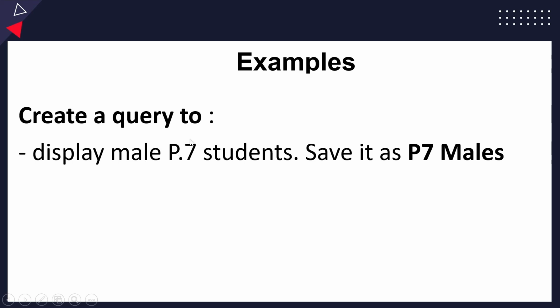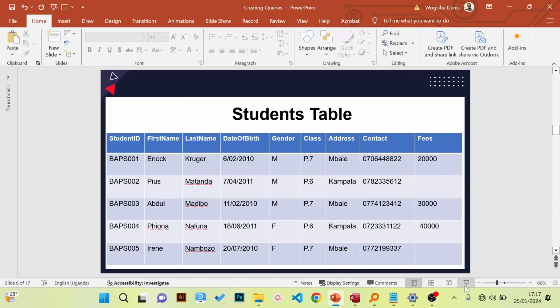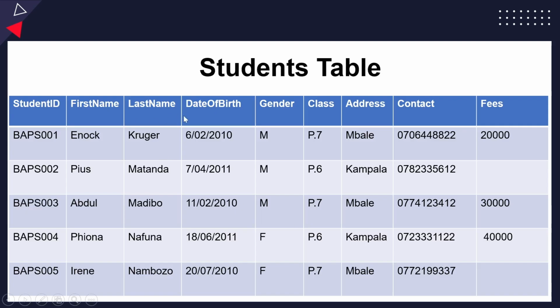If I can show you the table subsequently we've been working with so that you can have the picture of what we're talking about here. In the category of male, we have Enoch, P7, Pius, male, P6, Abdu, male, P7. Now, we want to only retrieve, using the select query, the male and P7. That means the two conditions have to be met for somebody to appear in the query.